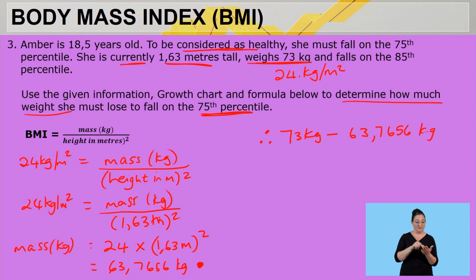Now let's type that in. 73 minus 63.7656 equals. So that will give me an answer of 9,2344 kilograms. So what are we saying all in all? In order for Amber to be considered as healthy weight, to be on the 75th percentile, she must lose 9,2344 kilograms. Guys, quickly, remember in the previous slide we determined in order to be on the 75th percentile, you must have a BMI of 24 kilograms per square meter.